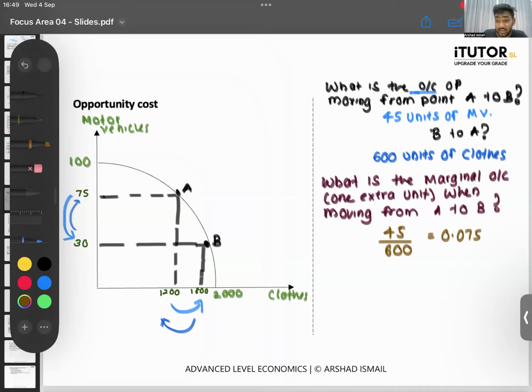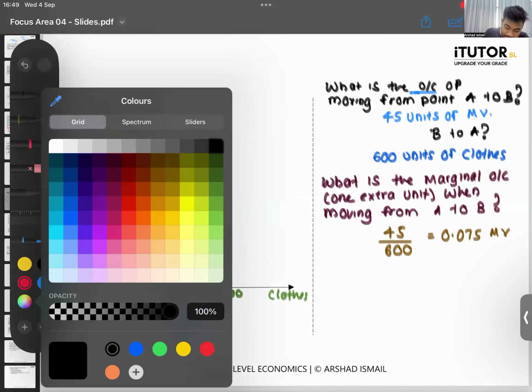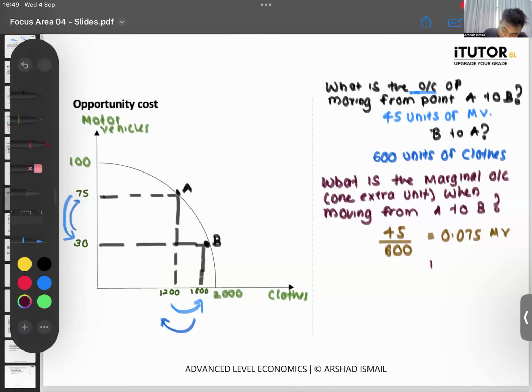0.075 units of motor vehicles. What you are sacrificing is your opportunity cost. Same thing, if they ask you what is the marginal opportunity cost of moving from B to A.